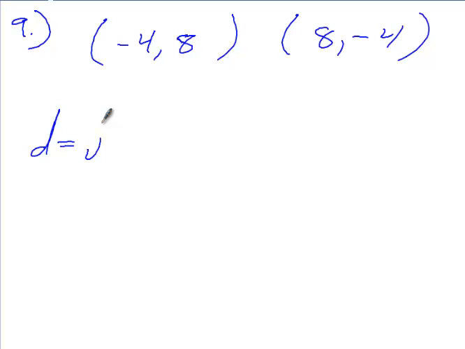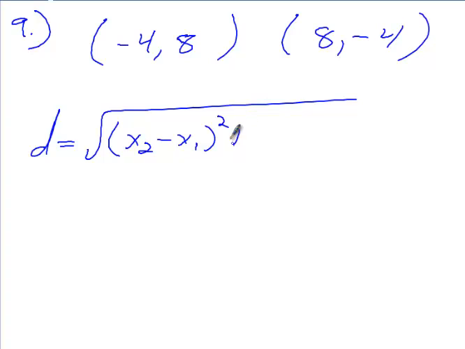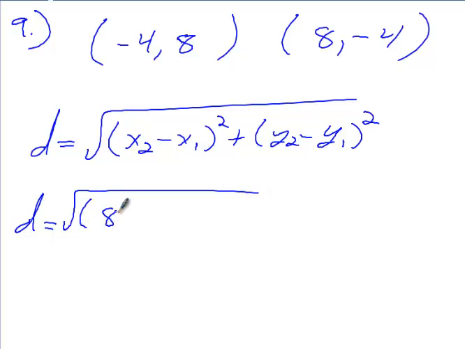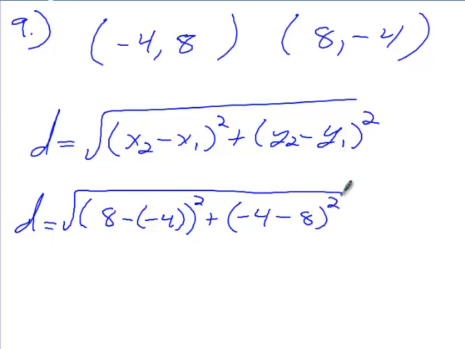Distance. All right, so the distance formula is the square root of x2 minus x1 quantity squared plus y2 minus y1 quantity squared. So all you do is plug in, what's my x2 value? Okay. 8 minus, what's my x1 value? -4, that's quantity squared, plus y2 is -4 and y1 is 8. Everybody okay with the substitution step, yes or no? All right, so now for the evaluation step.